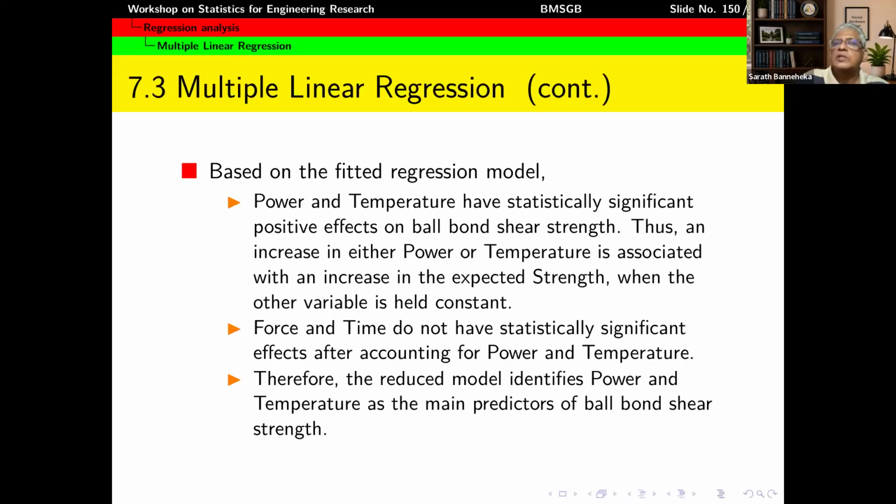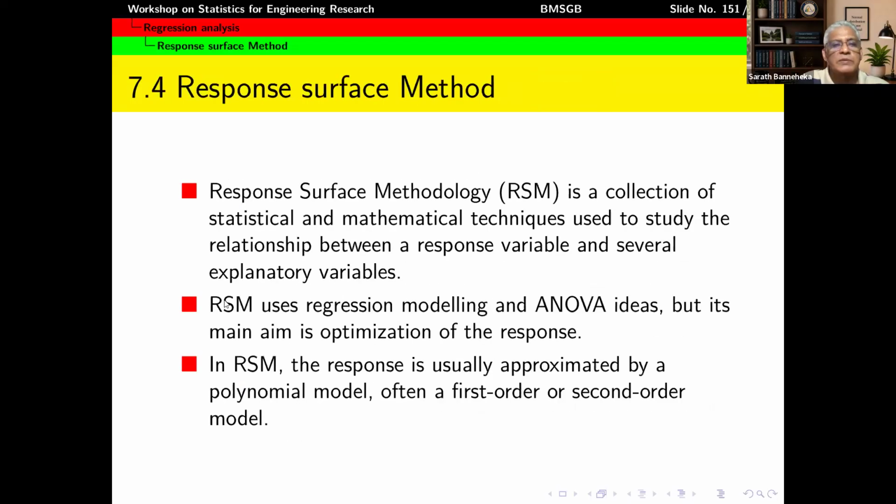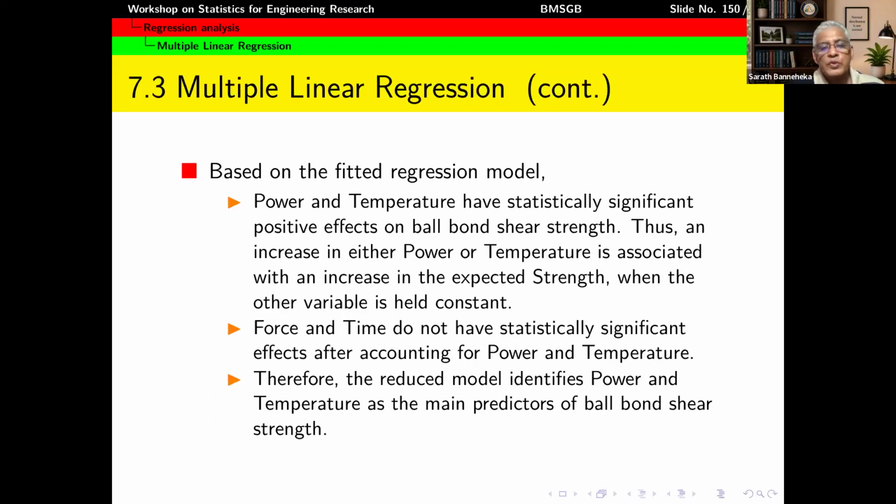In addition to plotting the residuals versus the variables that are already in the model, it's also a good thing to plot the residuals versus the variables that are not included in the model, to see whether there is any remaining pattern that we can use to improve the model. So that is something that I forgot to mention earlier. Therefore, the resulting model identifies power and temperature as the main predictors of the ball bond shear strength.